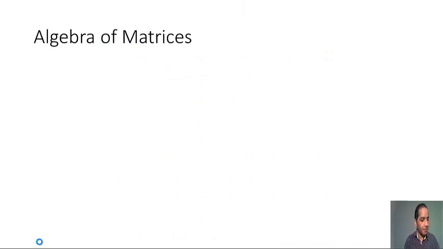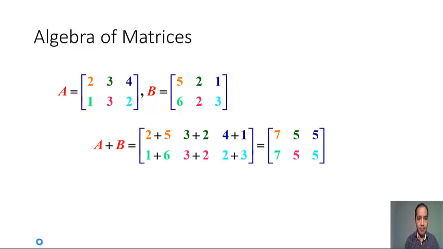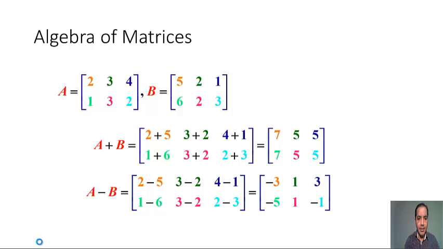Algebra of matrices. Two matrices can be added or subtracted only if their orders are same. If we have A and B matrices, then A plus B and A minus B is calculated as this.